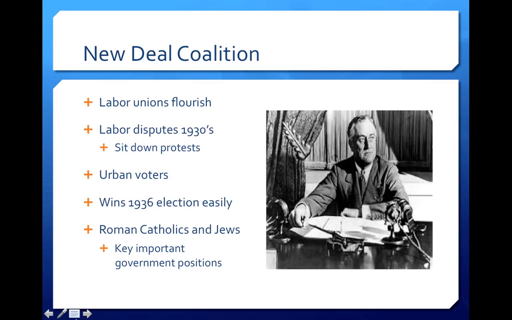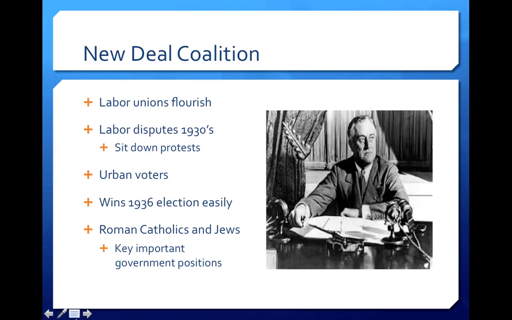Labor disputes take place in the 1930s. Unions grow between 1933 and 1941 from 3 million to over 10 million people. Labor disputes are often handled with sit-down strikes. Instead of walking off the jobs, workers would remain inside the plants, but they did not work, which prevented the factory from carrying out production and importing scabs, or replacement workers.